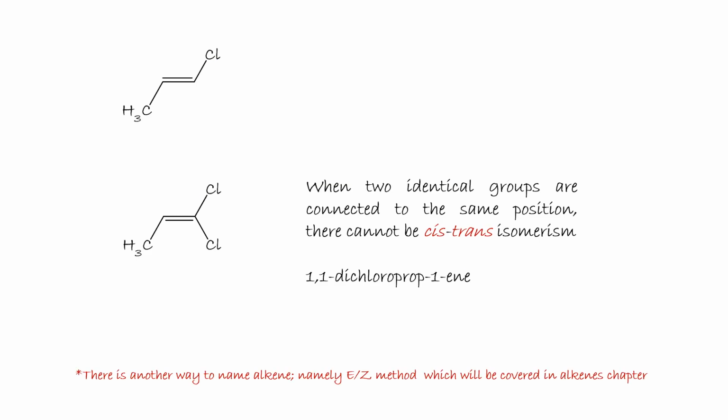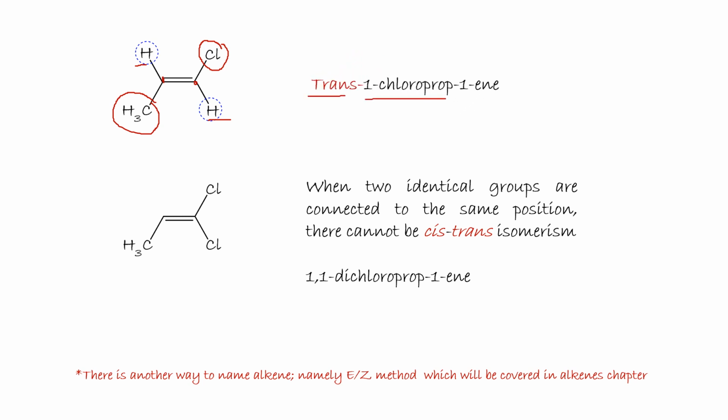Here we have methyl and chlorine on the other side. Where is the two identical to compare with? Oh, you have here hydrogen, you have here hydrogen. So we are going to compare with these two hydrogens. They are on the opposite side. So this compound we'll call trans-1-chloro-prop-1-ene.